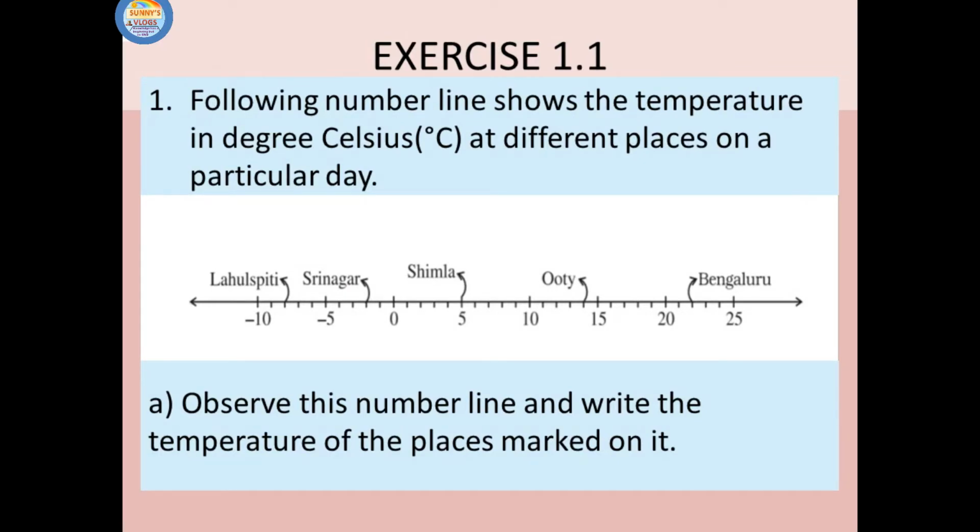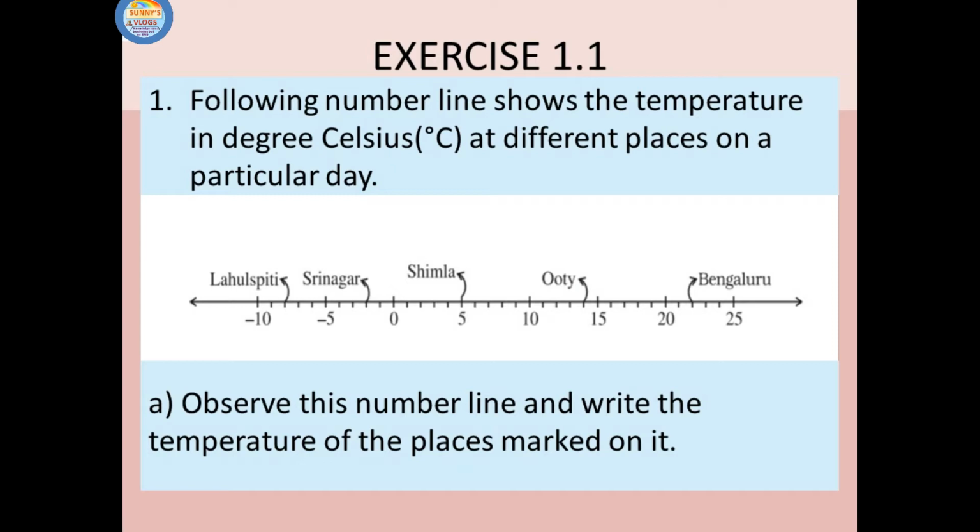Dear students, now let us move on to exercise 1.1. Question number 1. Following number line shows the temperature in degrees Celsius at different places on a particular day. Question A. Observe this number line and write the temperature of the places marked on it.